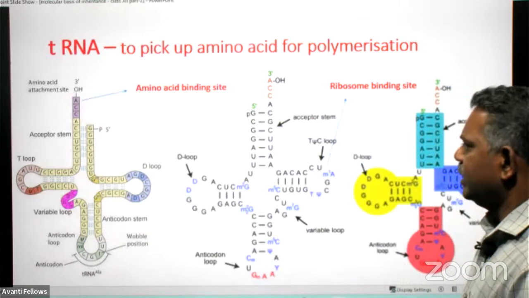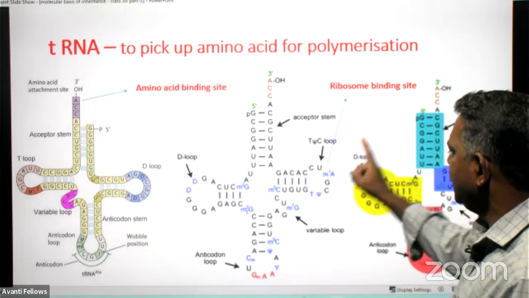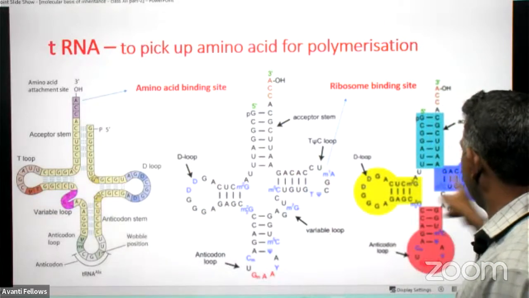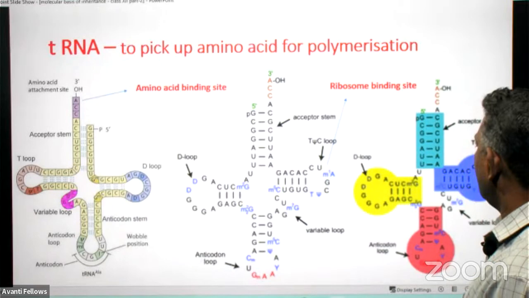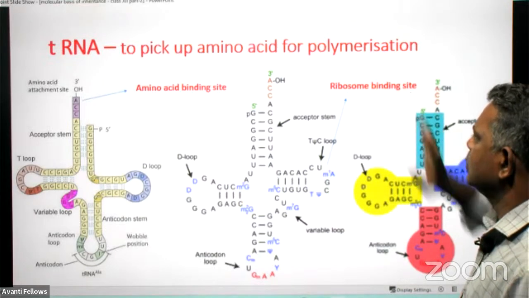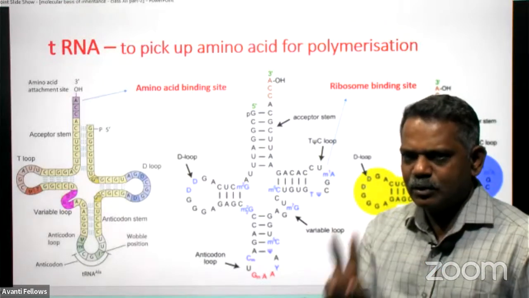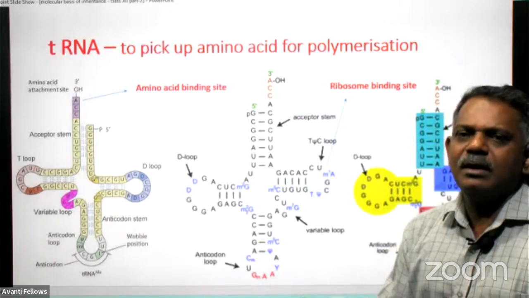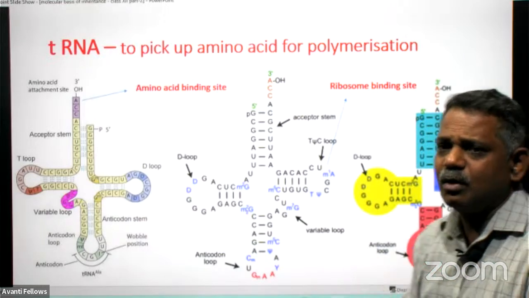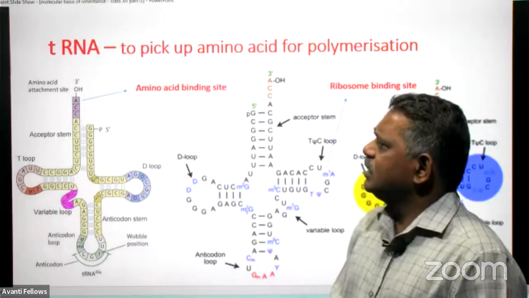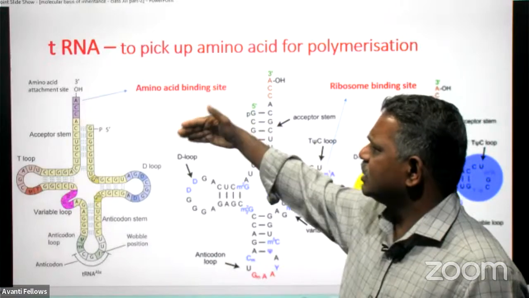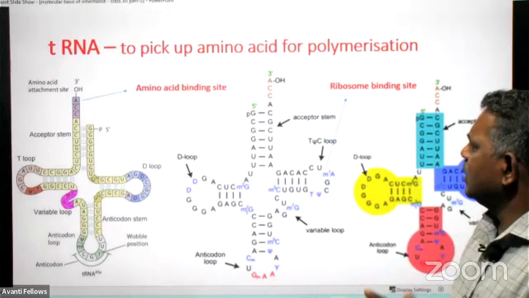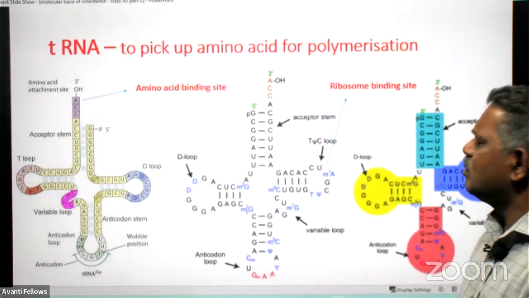Amino acid binding site. And this is the T loop. Here you can see the T loop, and this T loop is attached to the ribosome. There are two binding sites in a tRNA. To understand the process of translation, you should know the detailed structure of the tRNA. Then only will we be able to understand how the amino acid attaches to the tRNA, and how the tRNA attaches to the ribosome.